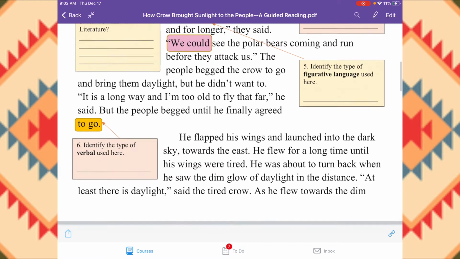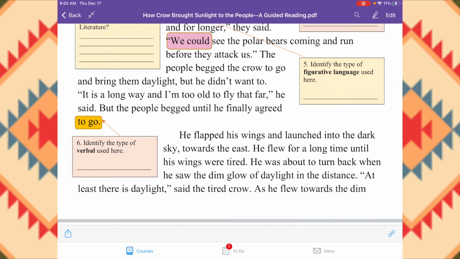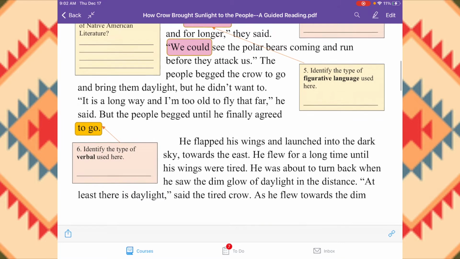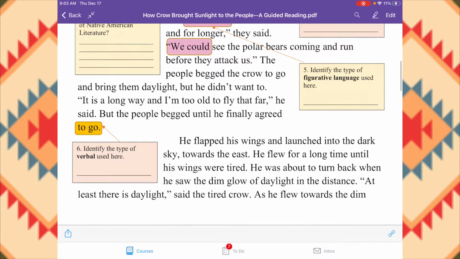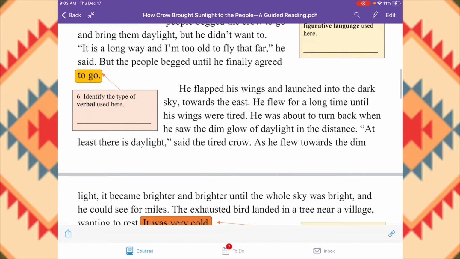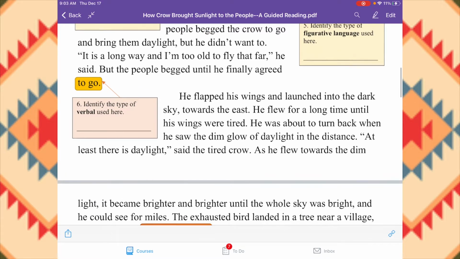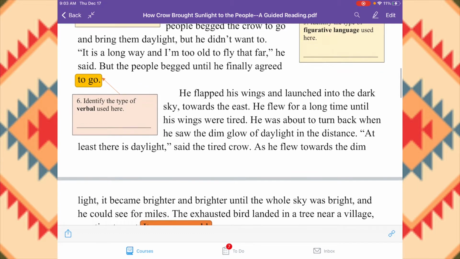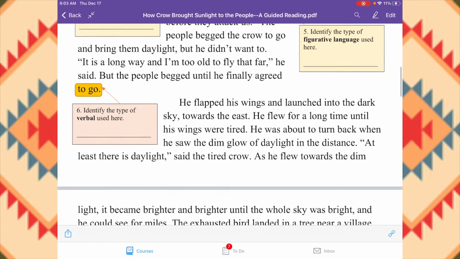He flapped his wings and launched into the dark sky toward the east. He flew for a long time until his wings were tired. He was about to turn back when he saw the dim glow of daylight in the distance. "At least there is daylight," said the tired crow. As he flew towards the dim light, it became brighter and brighter until the whole sky was bright and he could see for miles.